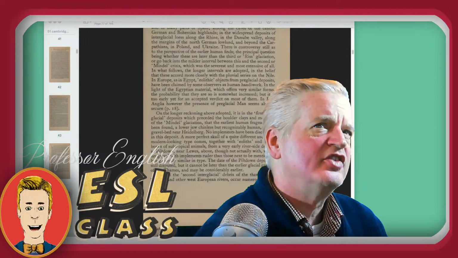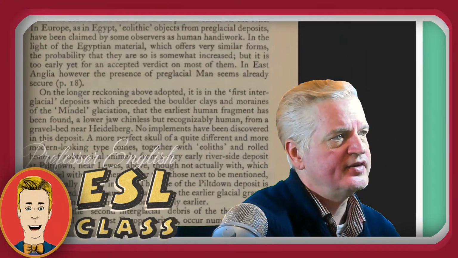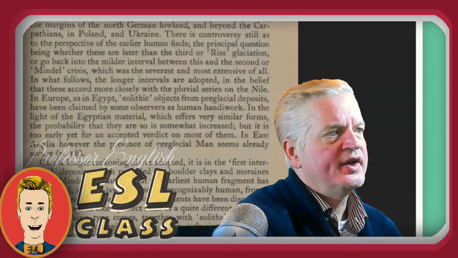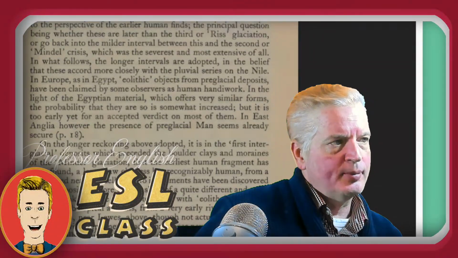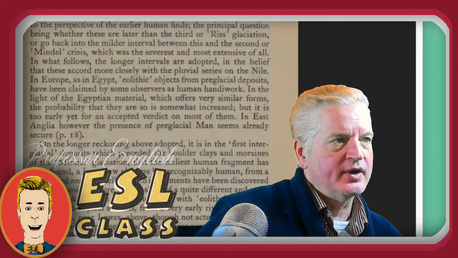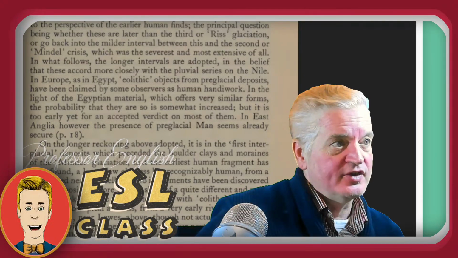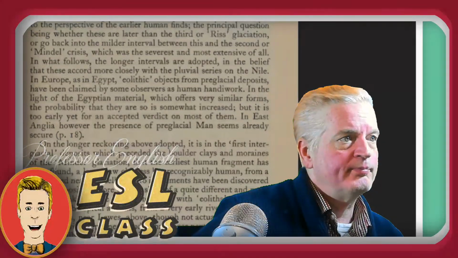They use that other word, Chilean, which I guess refers to something very similar. Maybe there's a difference, though. Okay, so in Europe, as in Egypt, Eolithic objects from pre-glacial deposits have been claimed by some observers as human handiwork. So as you saw in the picture, it's kind of hard to tell. Is that a tool or just a stone that looks like a tool? It's not really easy to know.